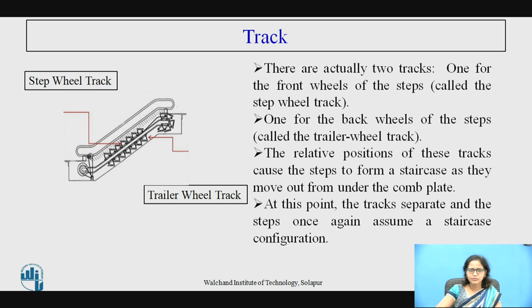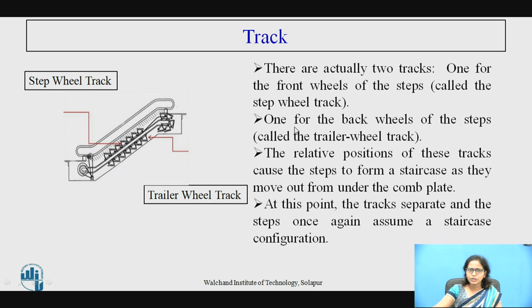So next comes the track. Here you have the step wheel track in the section, and below the inclined slab you have the trailer wheel track. So there are two types of tracks. One is the step wheel track and the second is the trailer wheel track. So let us see, there are two actually.